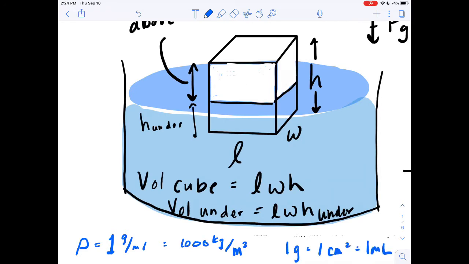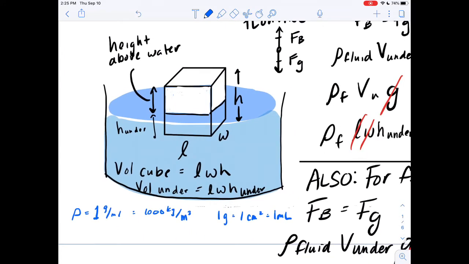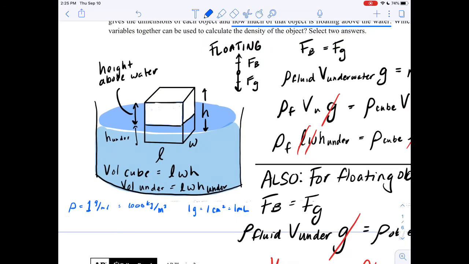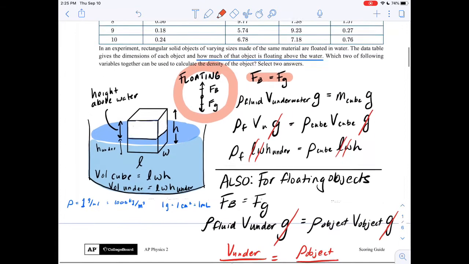Anyway, in this case, we've got a cube, and it's floating with part of the cube out of the water and part of the cube submerged in the water. So I've labeled here H under, that's the height of the cube that's underwater, and then we've got a length and a width measurement, and then this total H is the total height of the cube. Another reminder that for floating objects, the buoyant force and the force of gravity are equal and opposite. So I've written that here.